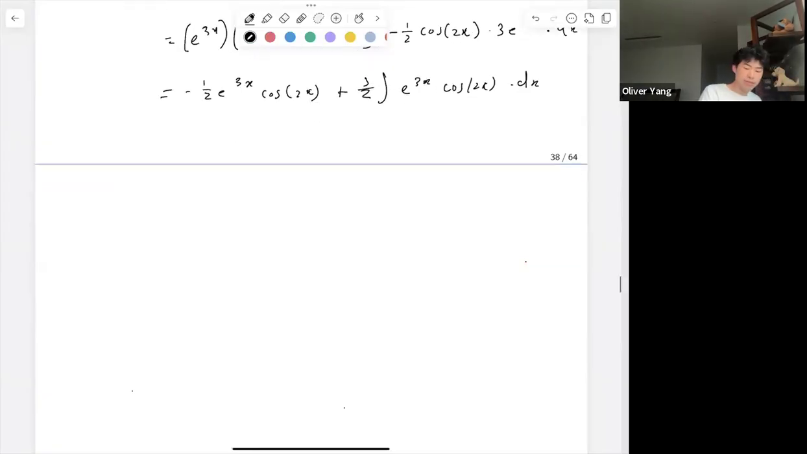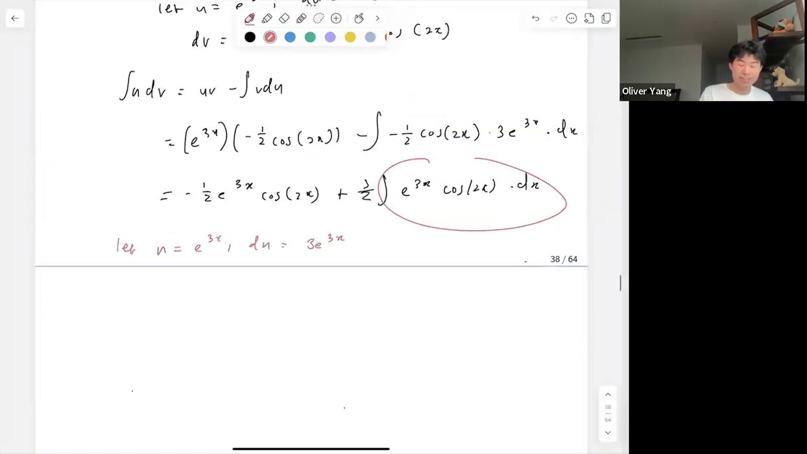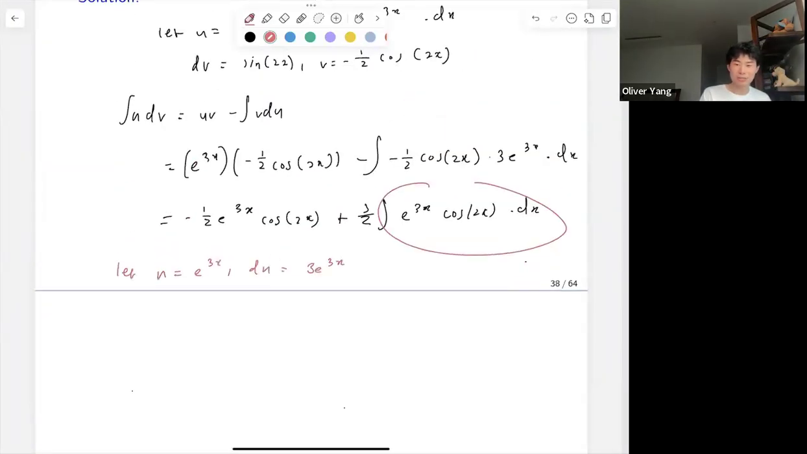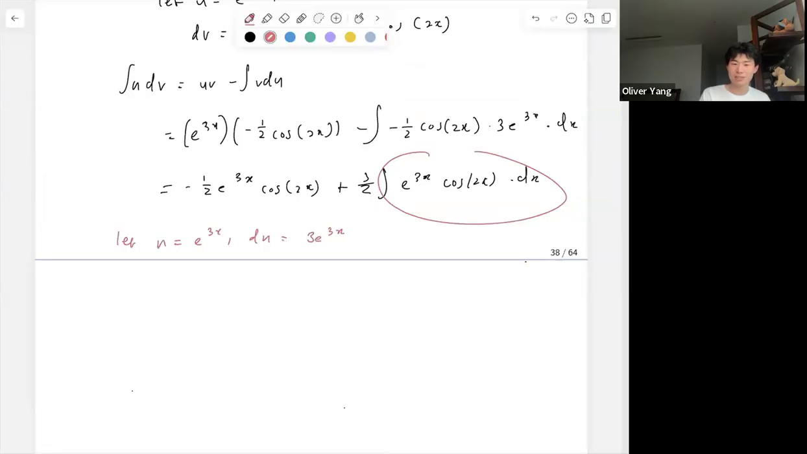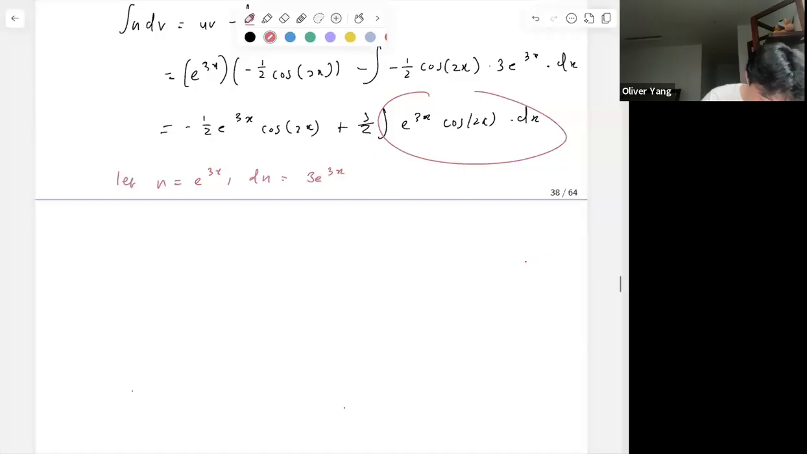Okay, cool. Now let's only consider this one. I'm going to do this in red. So let u equal e to the 3x, du is 3e to the 3x. Oh yeah, and be consistent with whichever one you select first as you're deriving and the term that you're going to be integrating. Or else you're just going to go in circles and not actually get to the point at the end.